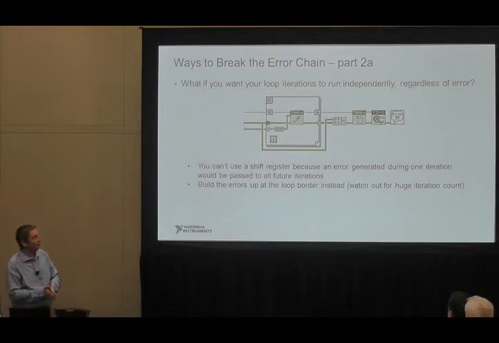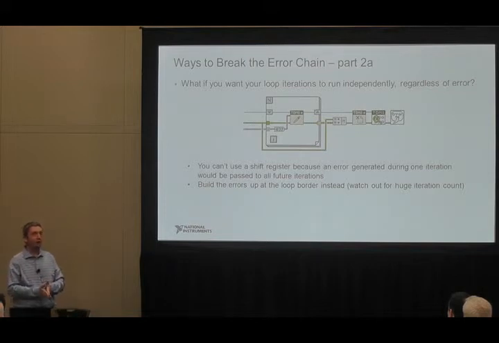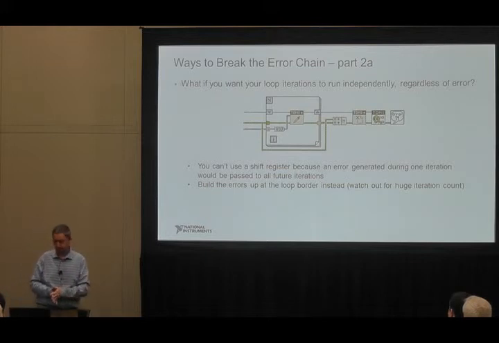So the question is, on conditional terminals on a for loop output, can you wire the error cluster to the condition? The answer is no. You would have to unbundle the status and wire that in. You can only wire Booleans to that terminal. That would help you with the Boolean. That would allow you to only add errors to the tunnel. That's right. That's a good point.